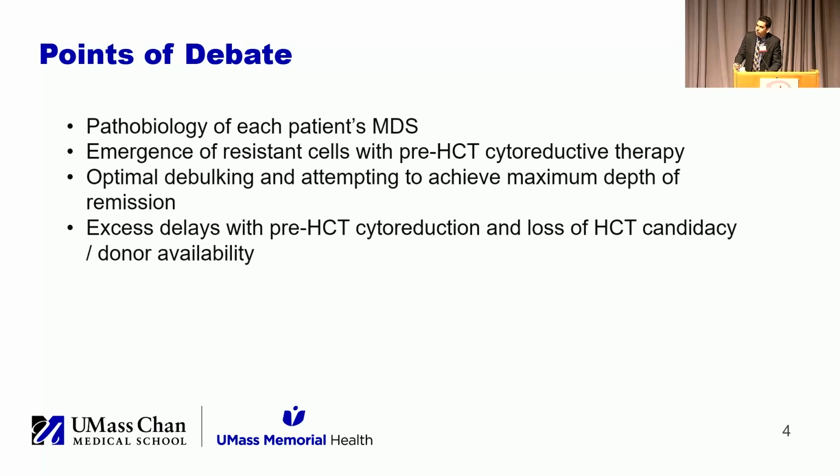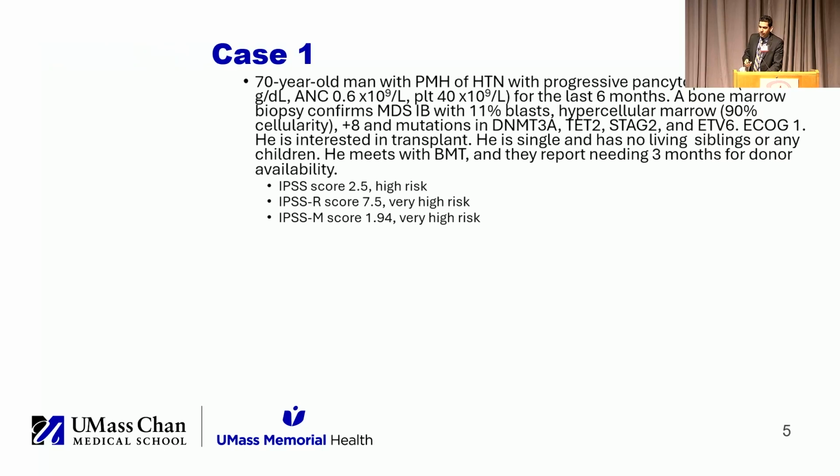So we also have to think about the influence of MRD status prior to transplant and whether optimal debulking is preferred. The one downside could be that if a patient is heavily pretreated with multiple cycles of pre-transplant chemotherapy, they may actually lose their transplant candidacy due to deteriorating performance status. So there are various logistical considerations to consider. Transplants can be delayed if repeated cycles of HMA or cytoreduction are given. It's possible that the donor could also be lost, or we might lose donor availability.